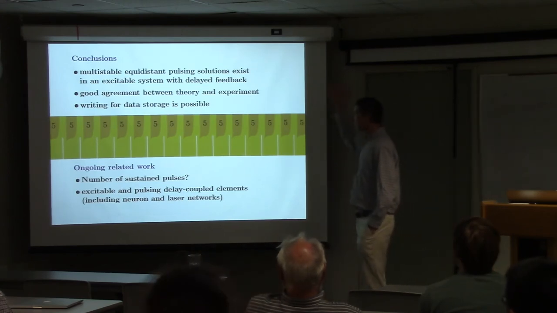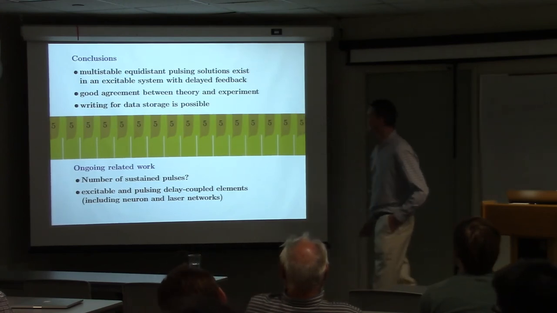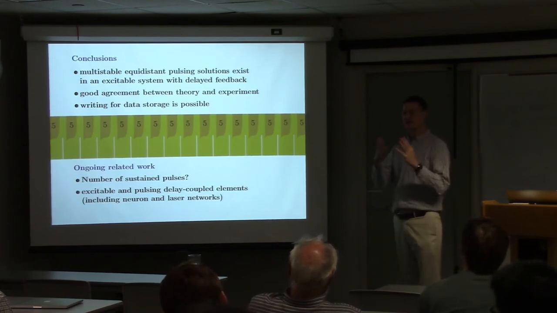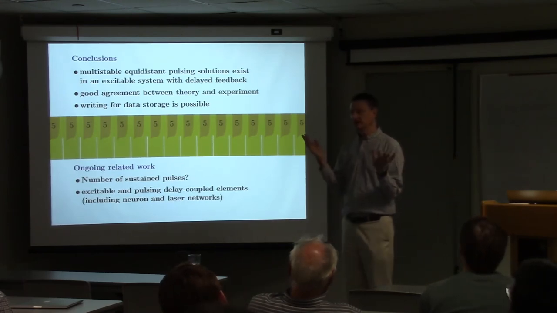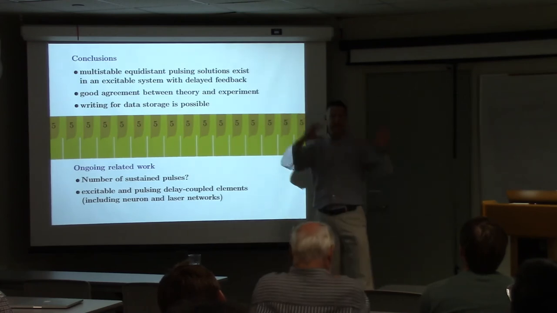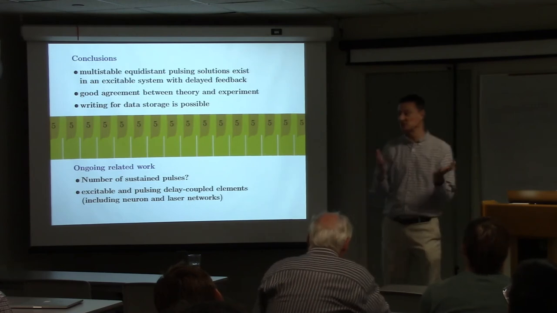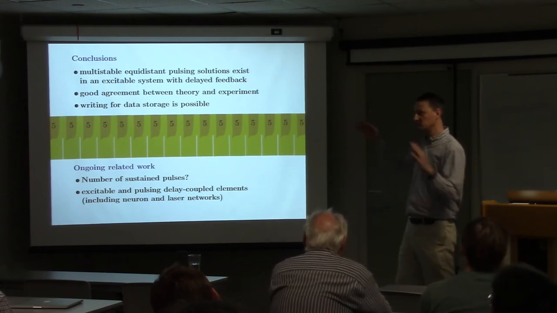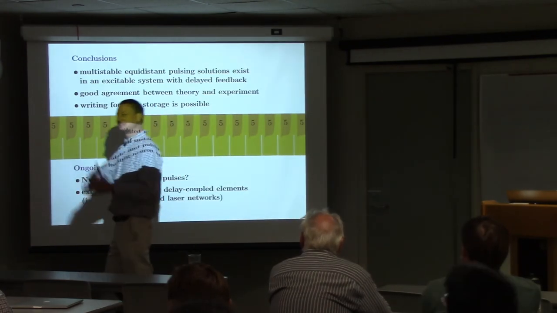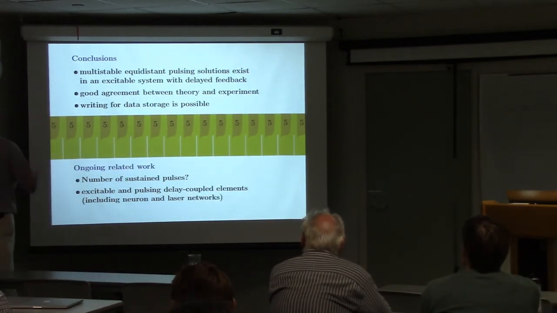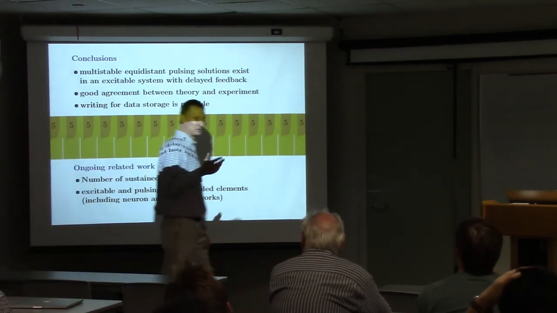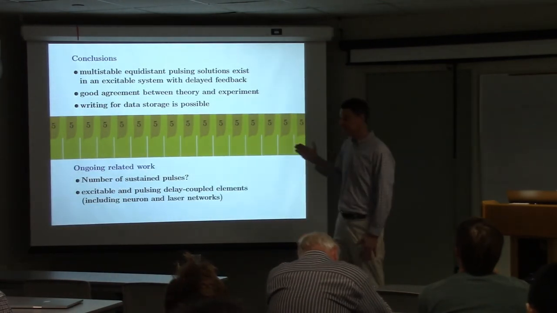So multi-stable equidistant pulsing solutions exist, and if you have an excitable system with delayed feedback, those are effectively the ingredients you need. A lot of what I've been talking about, you can step back and say, take a different excitable system with a feedback loop, with the right time scales. If it's lasers, it's very fast. If it's electronics, it's 1,000 times slower. If it's water, it's a few million times slower. But the basic ingredients are excitability and self-feedback.